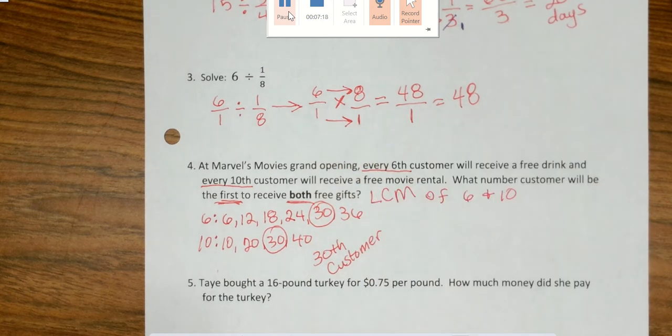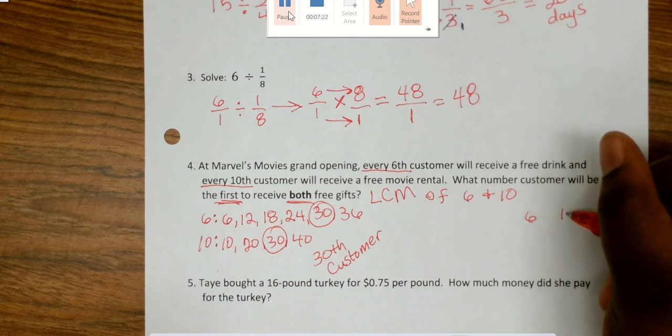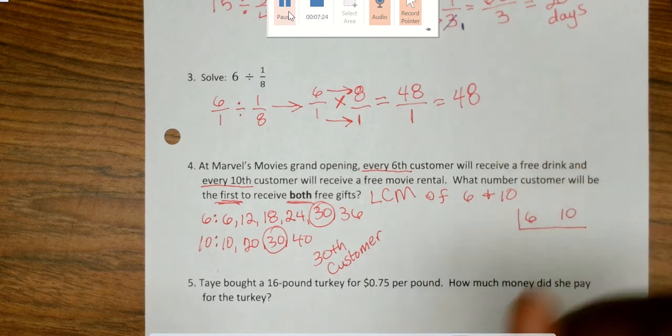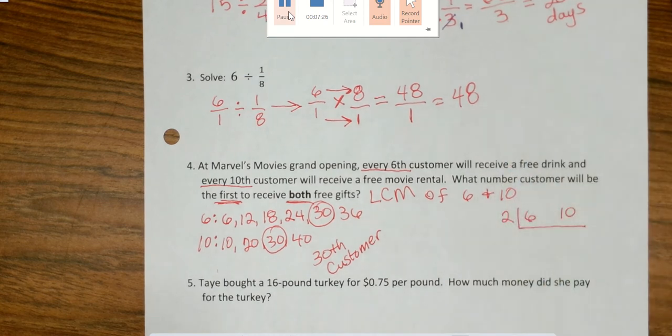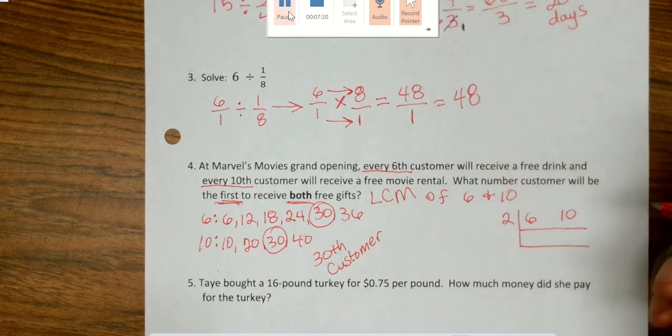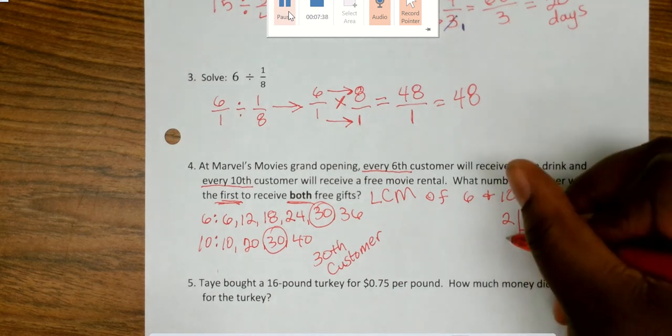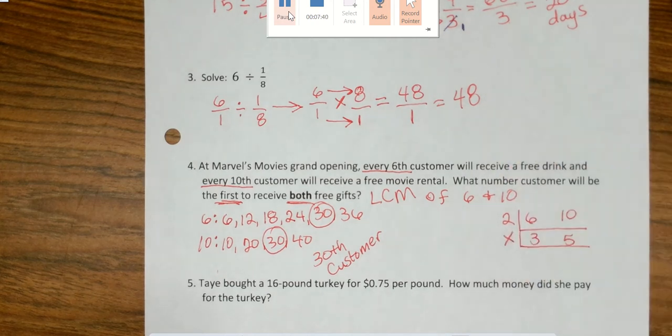Now let me show you how to do that with the ladder method. I'm going to write my 6 and my 10. And I know that 2 can go into both of those. So now I'm going to draw my next level. 2 goes into 6 3 times. 2 goes into 10 5 times. I have no common factor besides 1 for 3 and 5. So that's where my multiplication symbol is going.